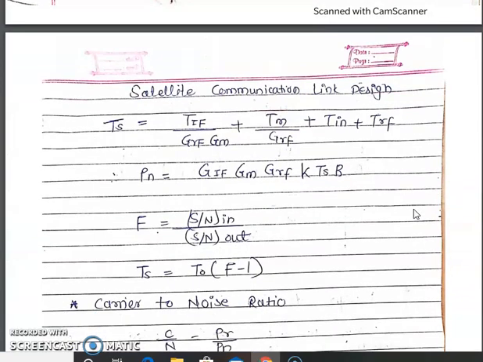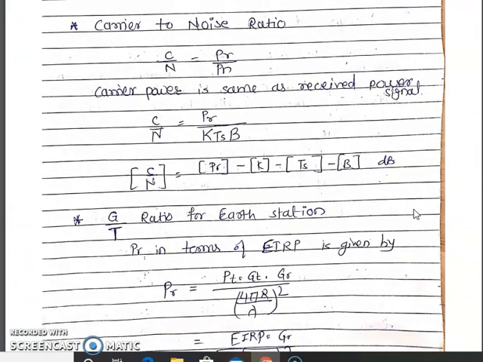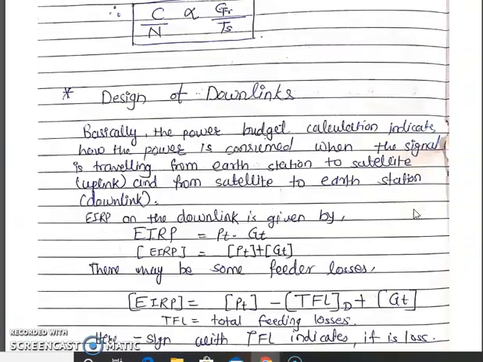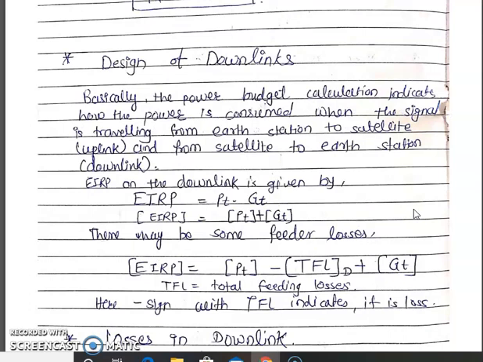Now same formula again. Now we will move to the G by T ratio. It is completed. Now in design of downlink, the equations are: EIRP is equal to PT plus GT minus total feeding loss. This is the TFL. Again minus is there for the losses. That's why.